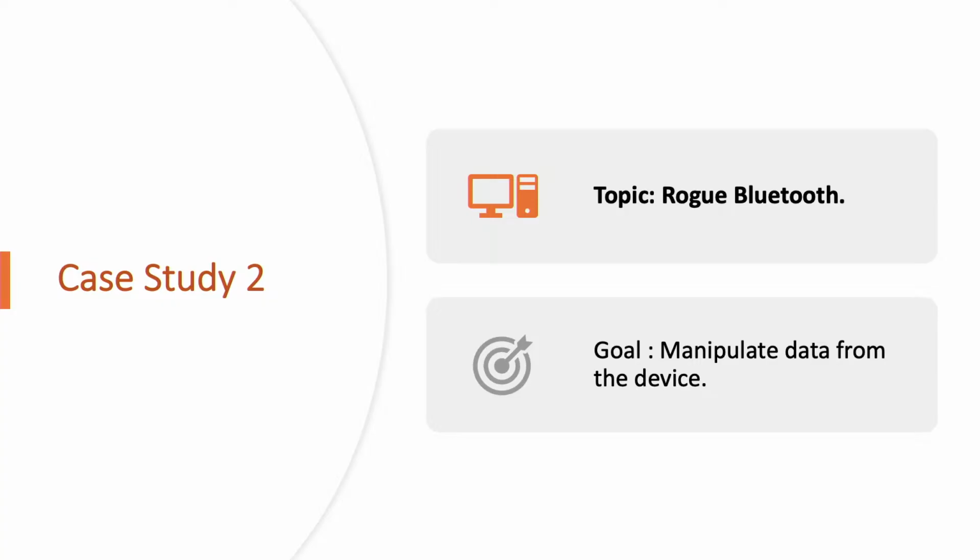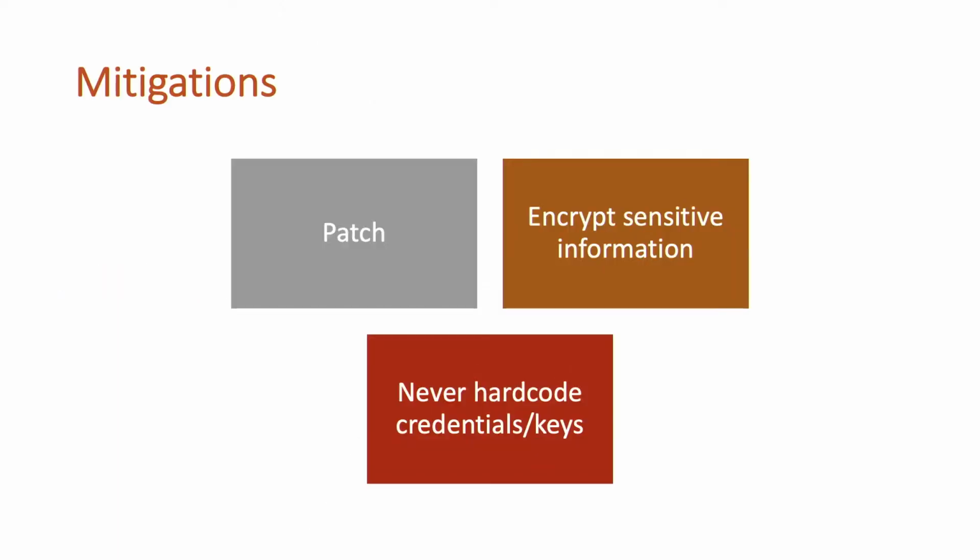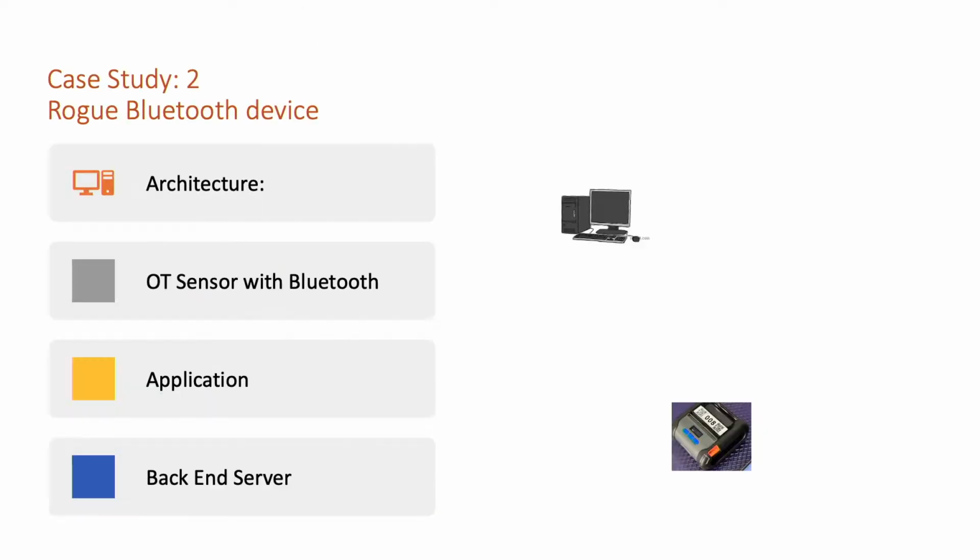Then I also have another example of a Bluetooth device which is connected to an OT system. The goal is to find out any information from that device or to interrupt the operation. The architecture is something like an OT system with a Bluetooth-enabled function, which connects to an application and talks to a backend server.